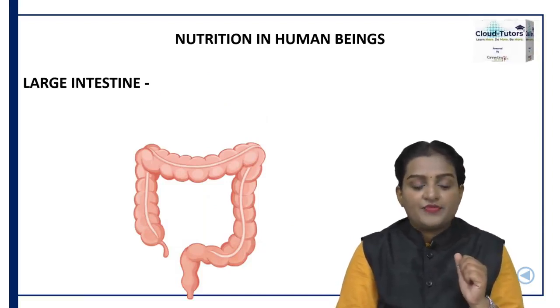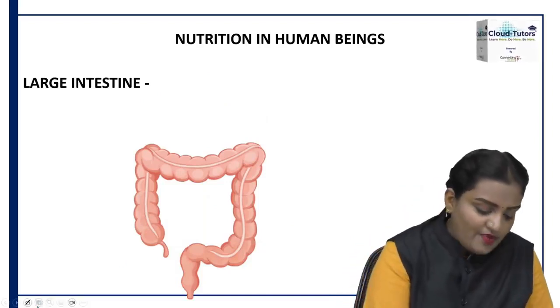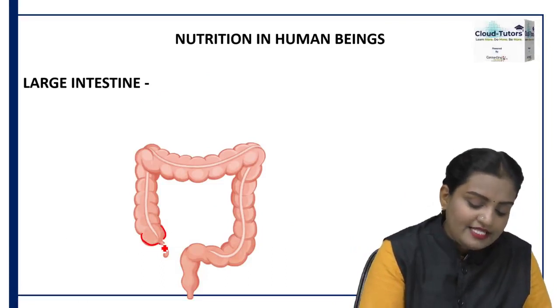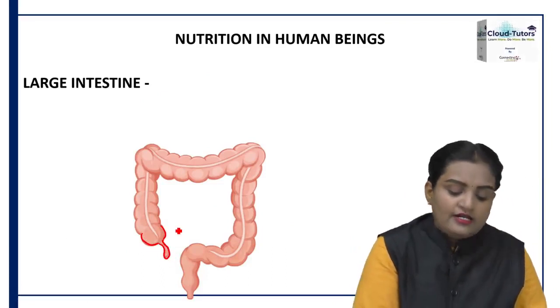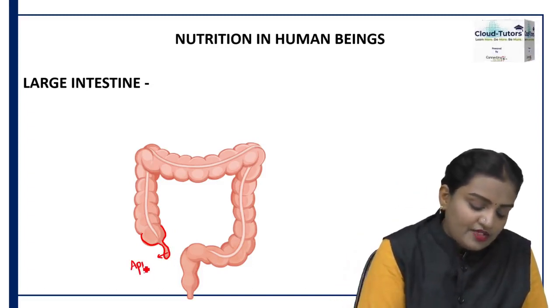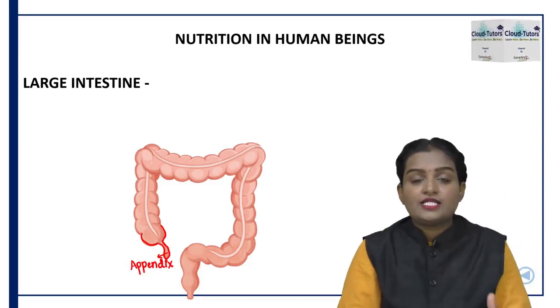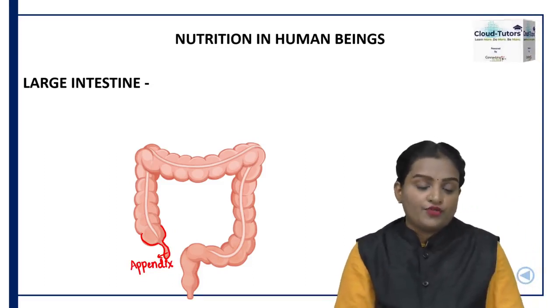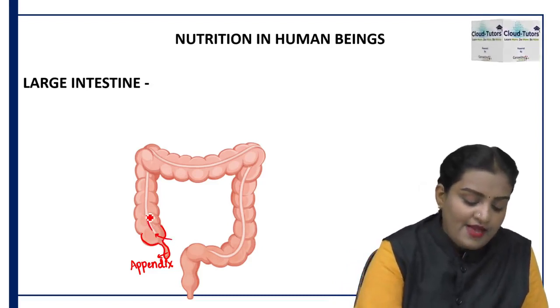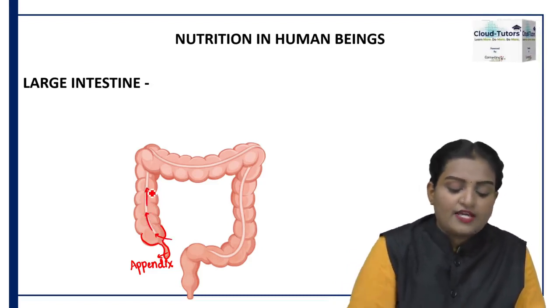the large intestine. The first part of the large intestine is the cecum, and the cecum has a worm-like structure called the appendix. So the appendix is non-functional in humans, it is functional in herbivores. So here the food enters the cecum and then it enters the large intestine.